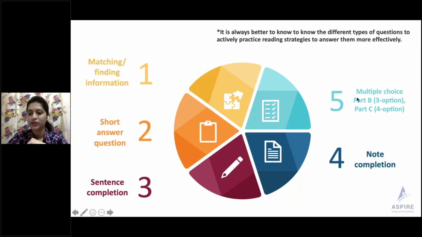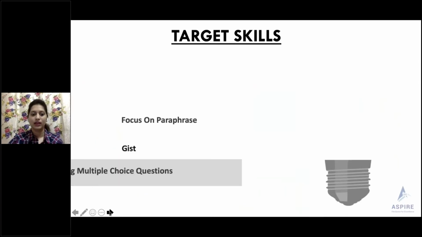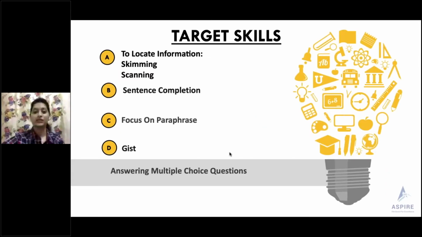The multiple choice question is basically in part B and C. So these 4 refer to part A. Part A can have matching or finding information, short answer question, sentence completion, and note completion. So let's look at a few skills to develop, or say tips and tricks, as to how to go about the reading subtest.